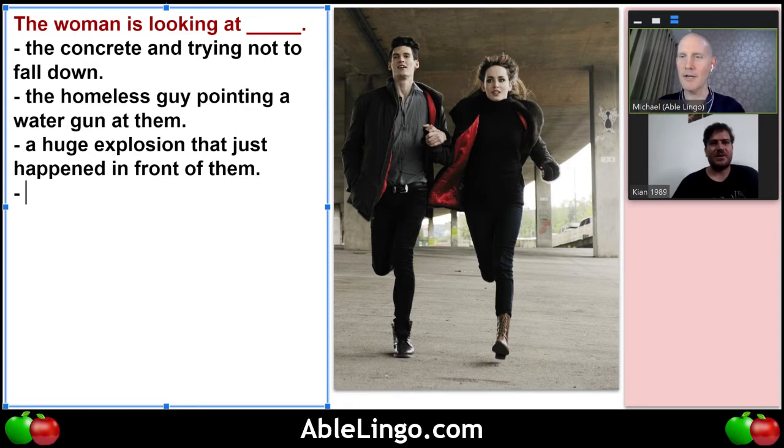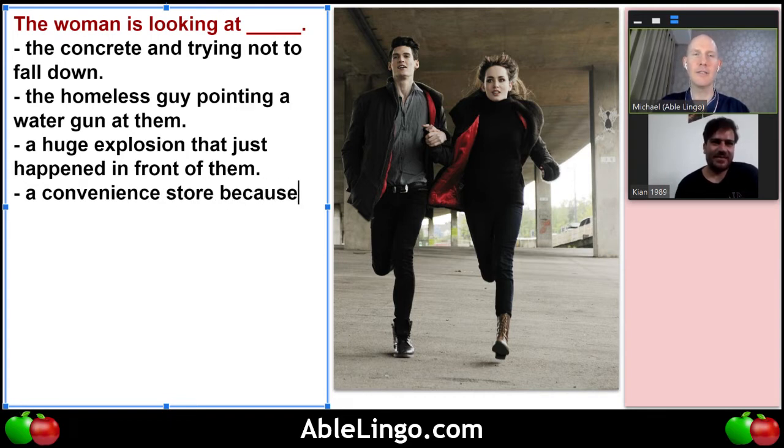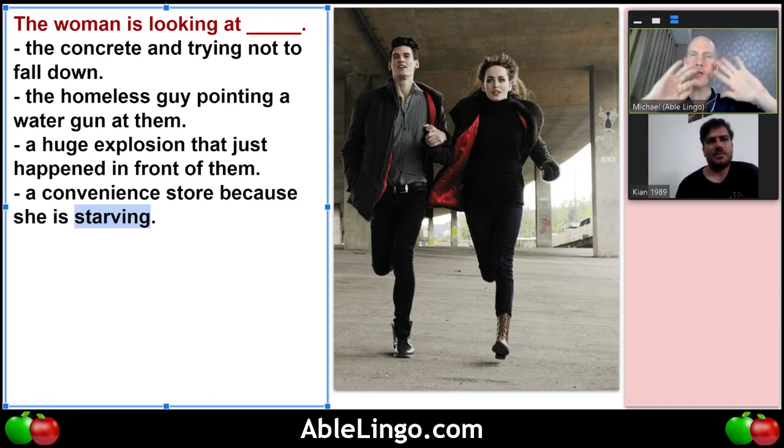UQ Kawai says the woman is looking at the pantry shop because she's hungry. Right, is looking at maybe a convenience store because she is starving. All right, and I'm going to ask you, Kian, what does the word starving mean? If it's all by itself, we don't have the situation. You just hear the word starving. What does it mean? To be very hungry. Okay, and it can be extreme, right?